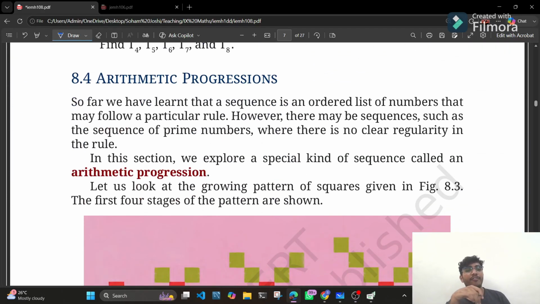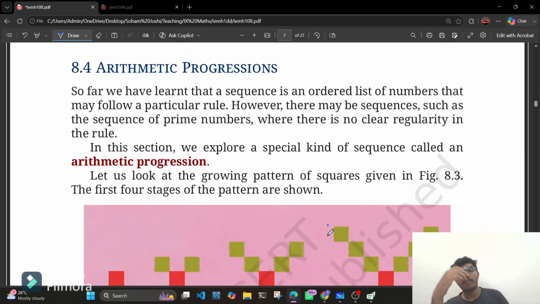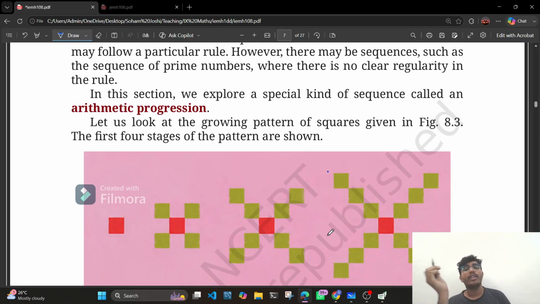Moving further, we have to understand the concept of arithmetic progression. Here, arithmetic progression is a special kind of series wherein the difference between any two consecutive numbers is the same, or else we can say we get the next term by adding a fixed number to the previous term.